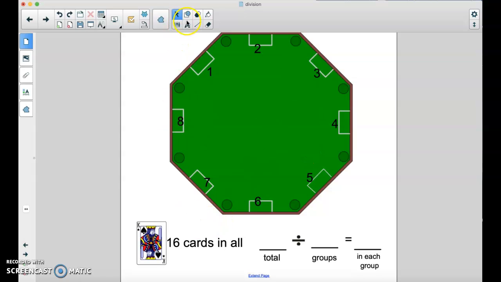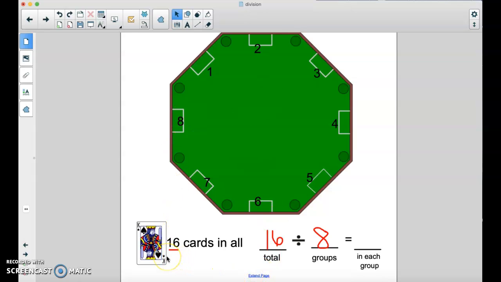So to make this a division problem, remember that the total goes at the beginning. So how many cards do I have in all? I have 16 cards in all in my pile right here. And then how many groups is there? So that means how many people are sitting around my table? Well, I just told you there was 8. So I'm wondering, how many cards does each person get?